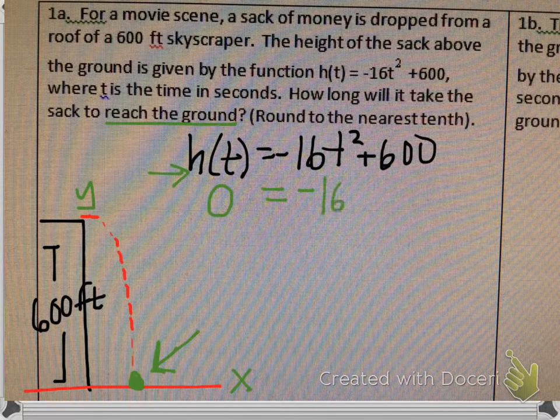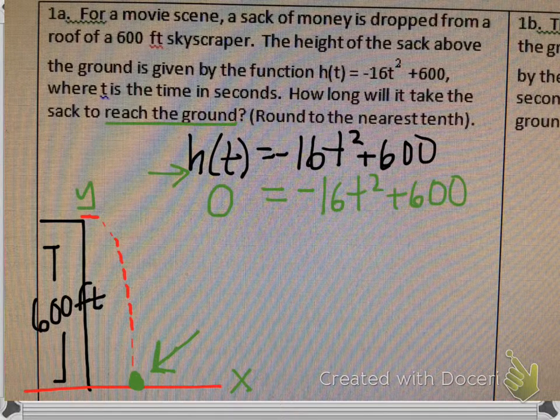So I have negative 16t squared plus 600. And then we need to solve for t. A couple ways you could solve. One, you can try to factor this. Second way is you can use the quadratic formula. And the third way, I'm going to use the isolating x squared method. In this case, we're isolating the t squared.